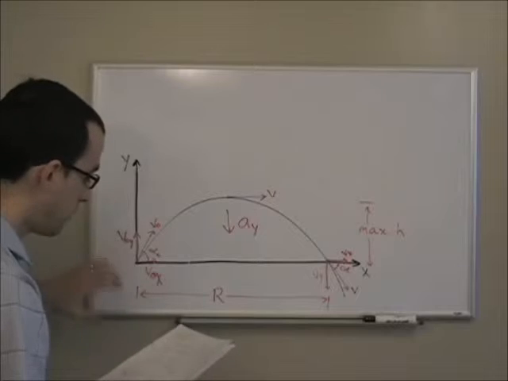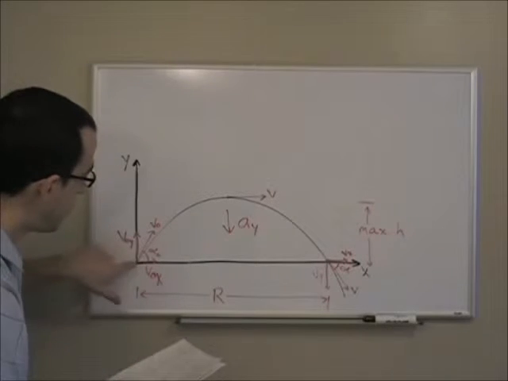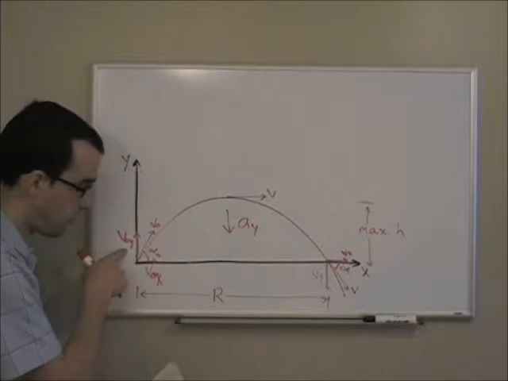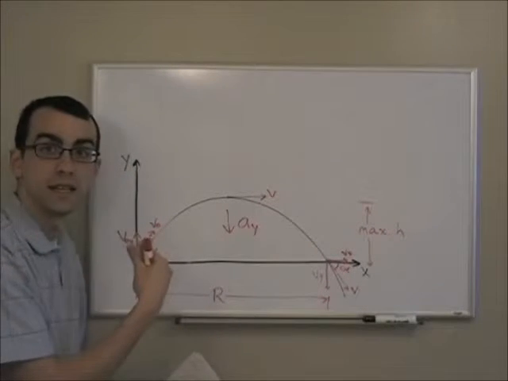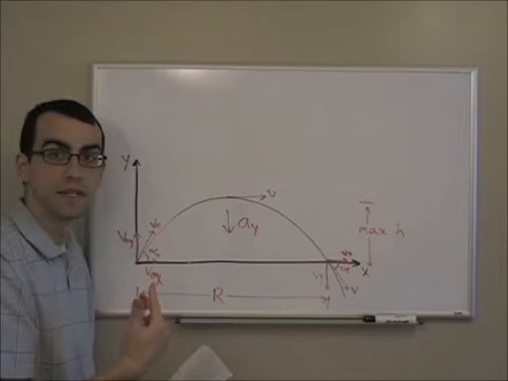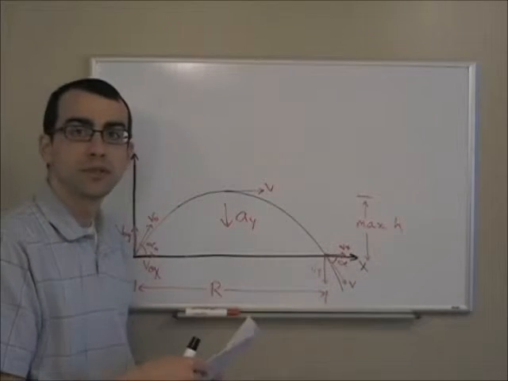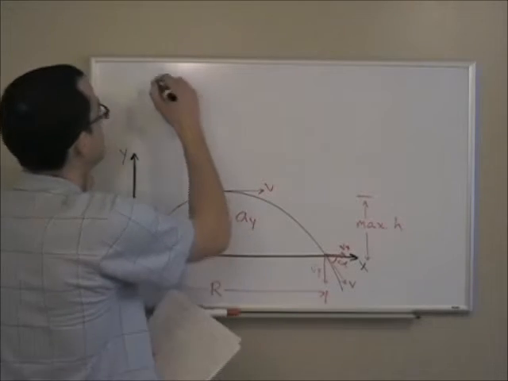And so what we want to do now is start looking at each point and start defining what v naught x is and what v naught y is, and using these to plug into those two equations that we saw. Okay, so let's start off by looking at the motion in the x direction.